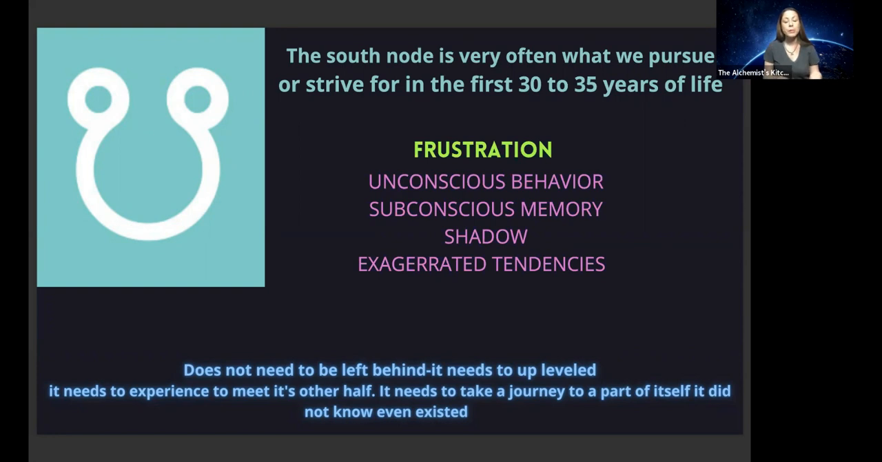It's one part of your experience. It does not need to be left behind. It needs to be leveled up. It needs to be upgraded. It needs to meet its other counterpart. It needs to experience and meet its other half. It has to go on a journey to a part of itself that it didn't even know existed. So that's you going on a journey and experiencing a part of yourself that you didn't even know you were, and hence transformation.